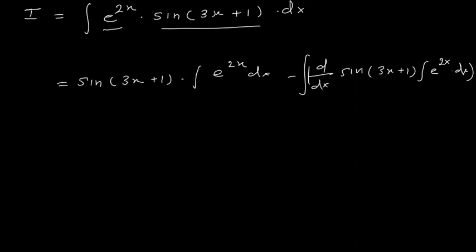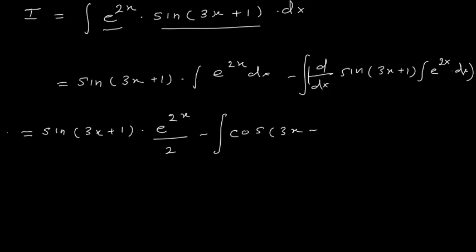This is equal to sin(3x+1) into e^(2x). The integration of e^(2x) is e^(2x) divided by 2, then minus the integration of d/dx of sin(3x+1), whose derivative is cos(3x+1) into 3. So that 3 I can take out.